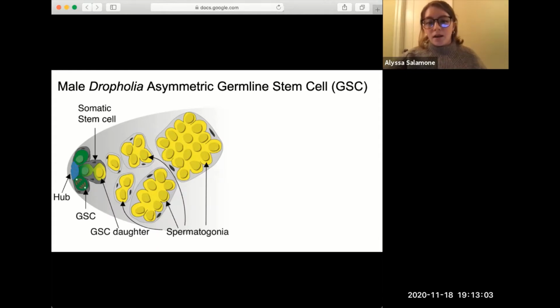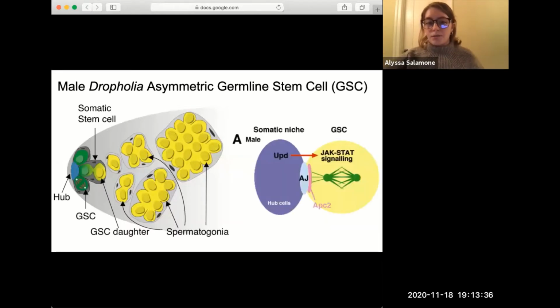In Drosophila testes, germline stem cells, GSCs, represented in green in this diagram, normally divide asymmetrically, giving rise to one stem cell and one gonioblast. The gonioblast is represented in this image by the gradiently colored cell labeled as a GSC daughter cell, and it's an immature stem cell which initiates a differentiation starting with a spermatogonial transient amplification division, which is represented by the yellow cells in this diagram.